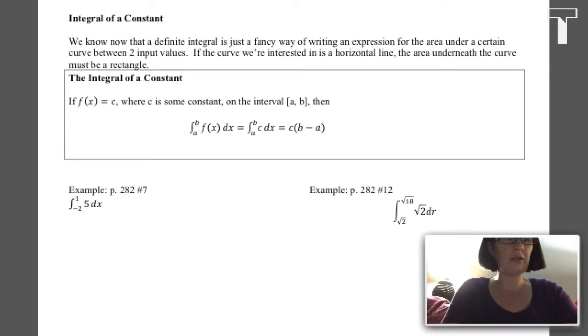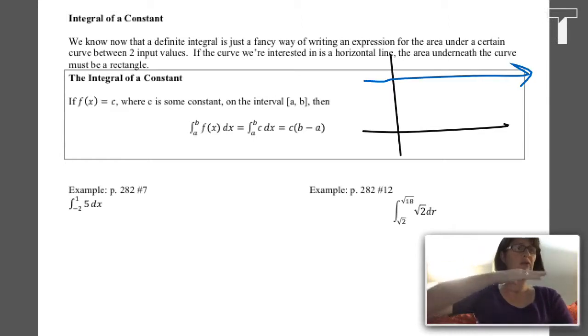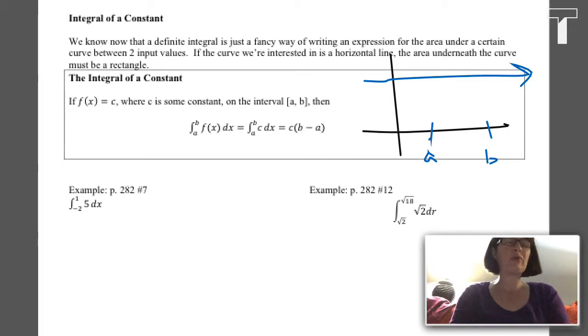And let's see why. So here is my coordinate system. I have some function y equals c. It's a constant function. That means when I graph it, it looks like a horizontal line. And let's just say, for example, this is a and this is b. Turns out this works whether a and b are positive or negative. It works whether that constant c is positive or negative. But just watch what's going on here.